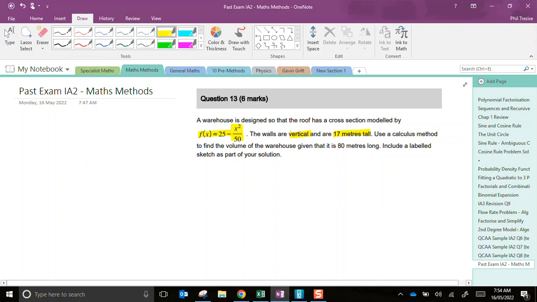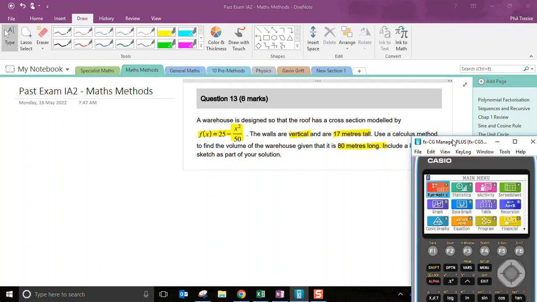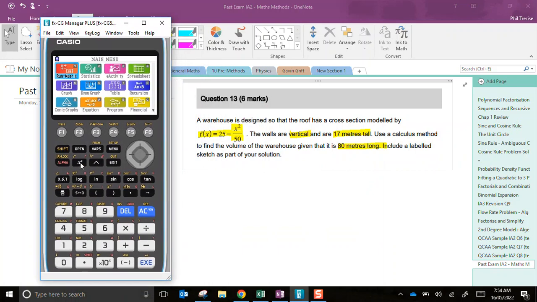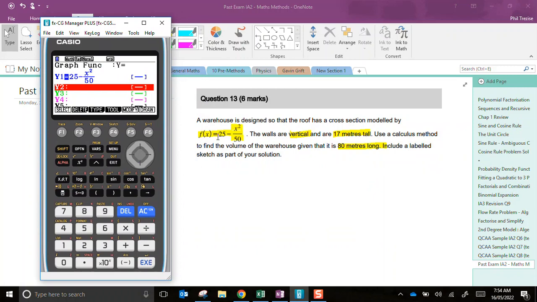We must use calculus to find the volume of the warehouse, given it is 80 meters long, and include a labeled sketch. Okay, so first thing, this is a tech active question. So I'm going to grab my calculator and I'll go straight to the graphing app. I've already entered the equation here of our function and I'll just draw that.